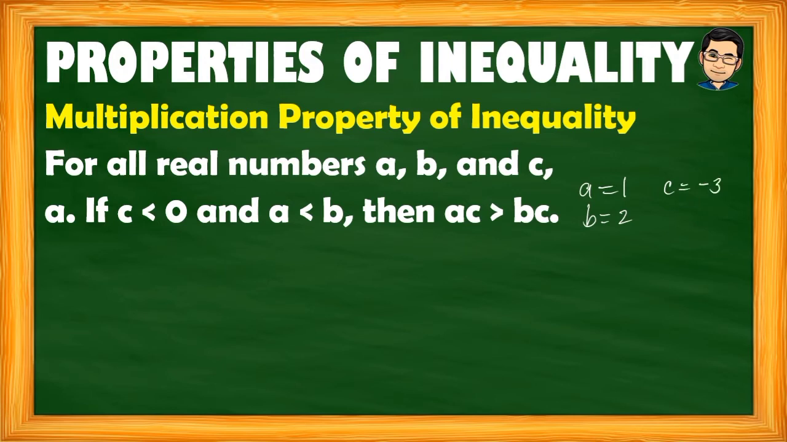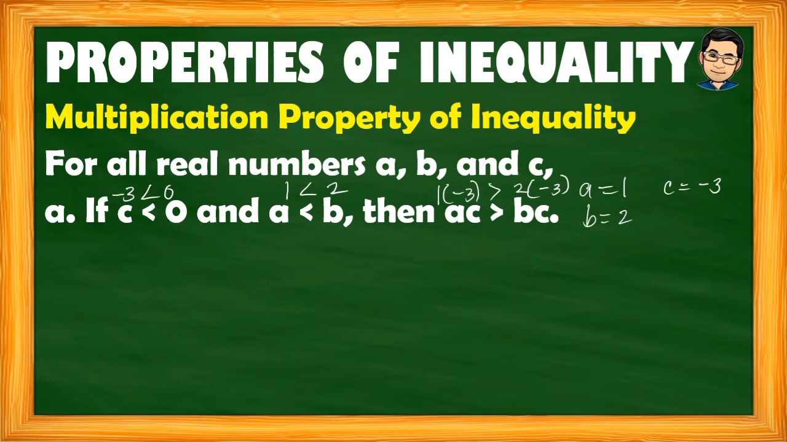Okay. So C is less than 0. That is, negative 3 is less than 0. That is correct. Next, A is less than B. So that is 1 is less than 2. This is also correct. So when we multiply C, which is negative 3, to both sides of the inequality, it becomes 1 times negative 3 is greater than 2 times negative 3. There it is. So 1 times negative 3 is negative 3, and that is greater than negative 6.